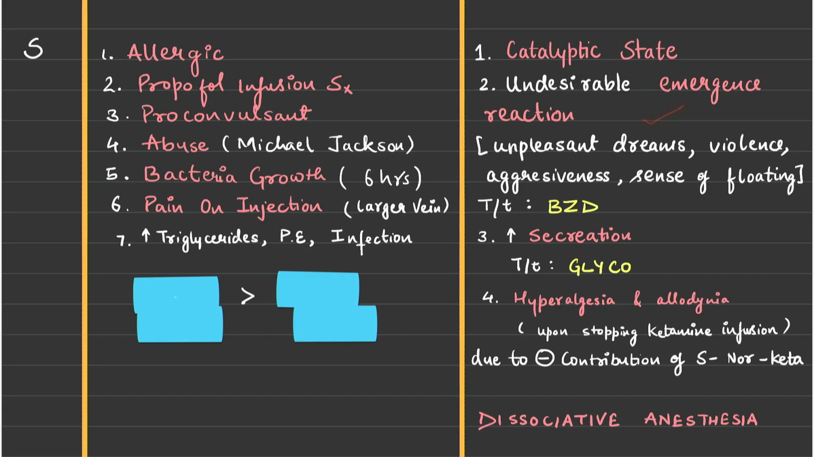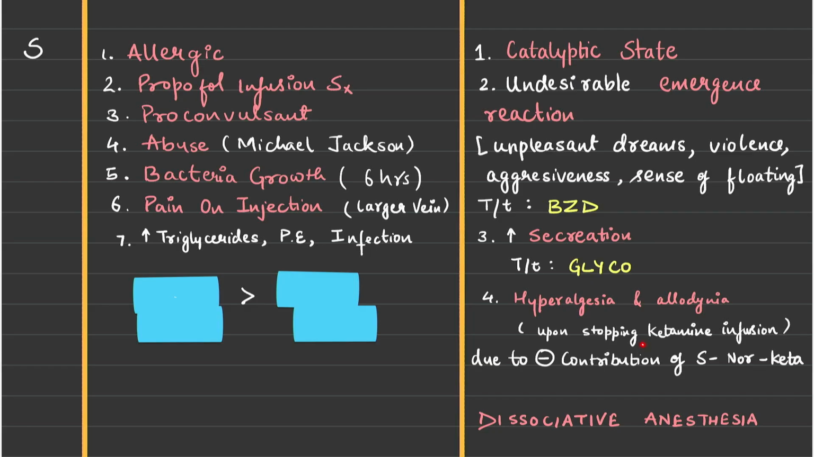They experience undesirable emergence reactions such as unpleasant dreams, violence, aggressiveness, movement, and a sense of floating, which can be decreased by pre-medicating the patient with a benzodiazepine like midazolam 1 milligram. There is increased secretion seen while using ketamine. To avoid that, we use an anti-sialagogue, glycopyrrolate, before using ketamine.